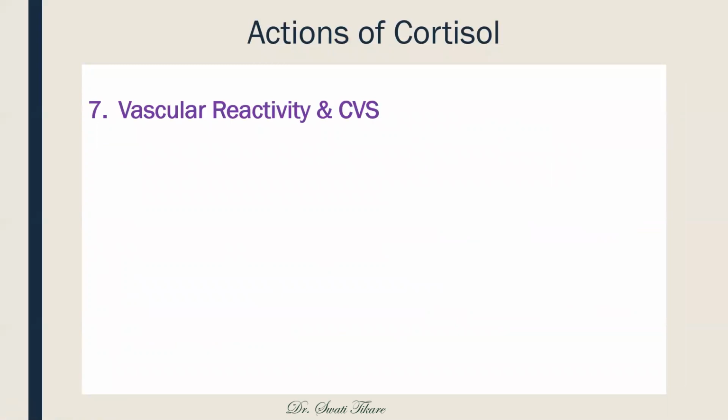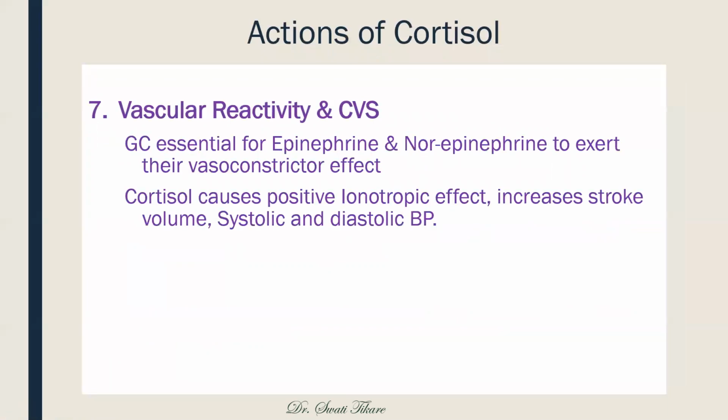Coming to vascular reactivity and the cardiovascular effects. First one, as we have already said in the permissive action also, the glucocorticoid is essential for epinephrine and norepinephrine to exert their vasoconstrictor effect. Okay, that is vascular reactivity. And cortisol has a positive inotropic effect. It increases the stroke volume, it increases the systolic and the diastolic blood pressure. Okay, since it is positive, it increases the heart rate, it increases the stroke volume. So when both are increased, definitely the systolic blood pressure will be raised.